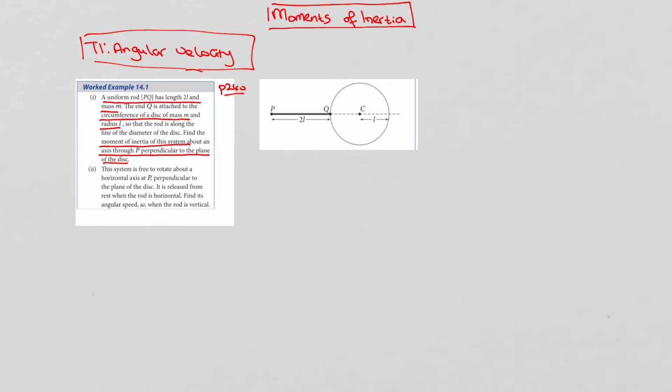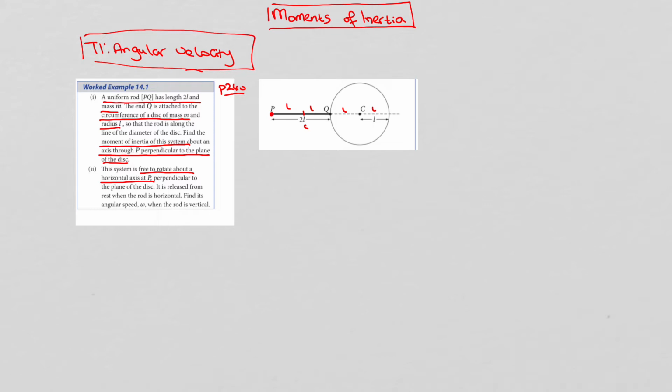So in other words, if I mark in C the centre of my rod, then this would be L, L, L, and L. So what we want is the axis of rotation to be through P. And then what we're going to do is the system is going to be free to rotate around the horizontal axis at P, which is perpendicular to the plane of the disc.